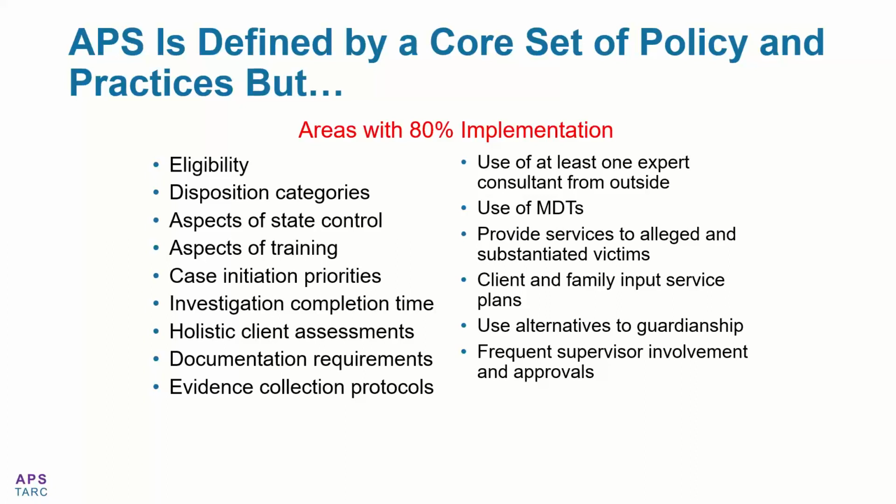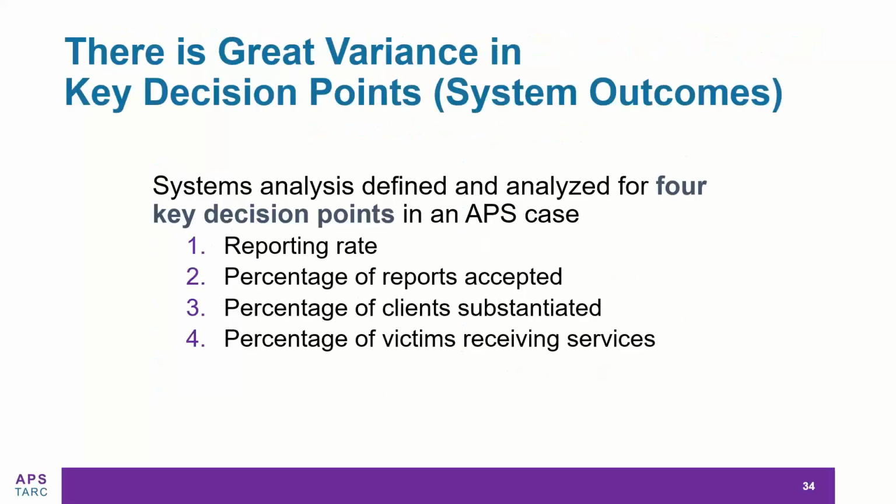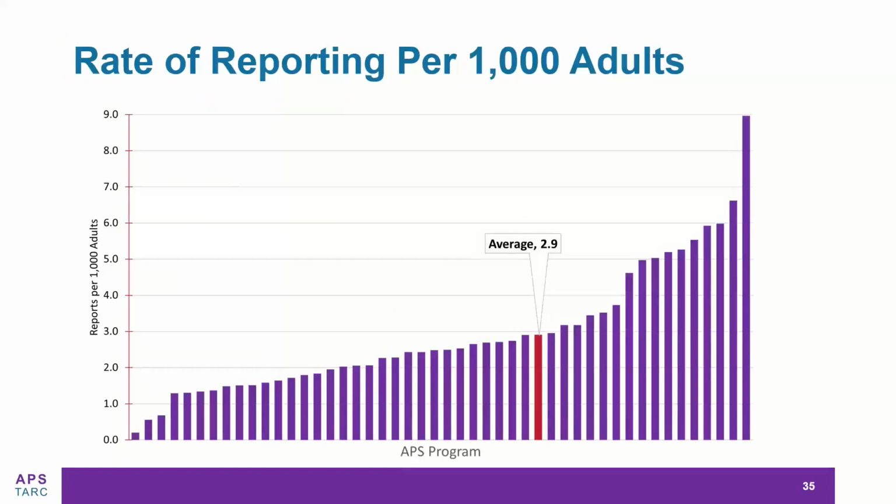That's good, core set of policies and practices, but then what is the impact of that in terms of the system outcomes that we looked at, which is the next slide. And what we discovered is that there is great variance in the key decision points or the system outcomes in APS. So remember from what Gila told you earlier, we looked at kind of 4 places. Is the abuse, is the maltreatment reported? Is it accepted? Is it substantiated? And are we providing services to address it? And so the next slide looks at the first one of these.